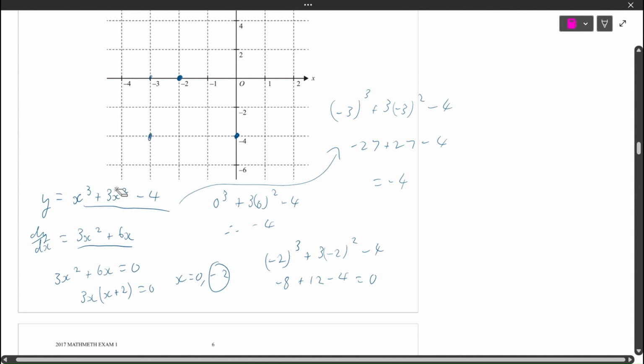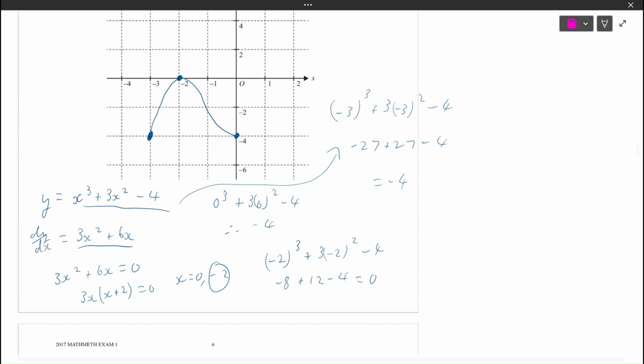negative 3, negative 4. So just here. And we know that it comes up like that. It's stationary at that point there. And then the gradient comes back down like that, and there's your graph.